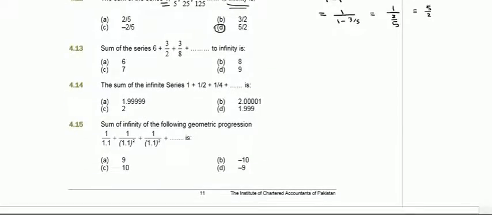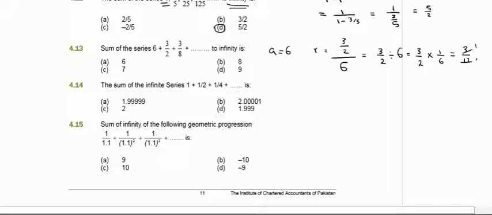4.13 again says the sum to infinity. So our A is 6, and R is second term divided by first term, which will be 3 over 2 divided by 6, which is 3 over 2 multiplied by 1 over 6, and it will be 3 over 12, which can be written as 1 over 4.